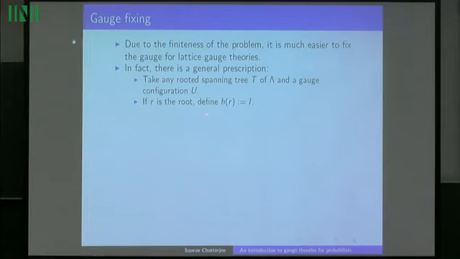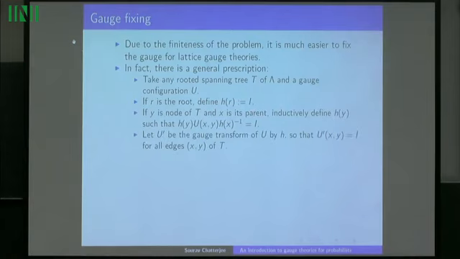If R is the root, you define H_R to be the identity, and then you inductively define H at each vertex, each node of the tree, as follows: you take its parent X and define H_Y so that H_Y U_XY H_X inverse is the identity. So you basically make all the group elements equal to the identity on the tree. Okay, and since this is a tree, this is well defined.